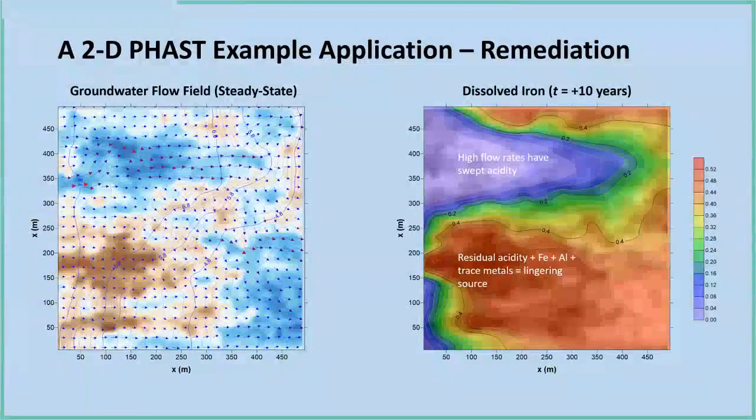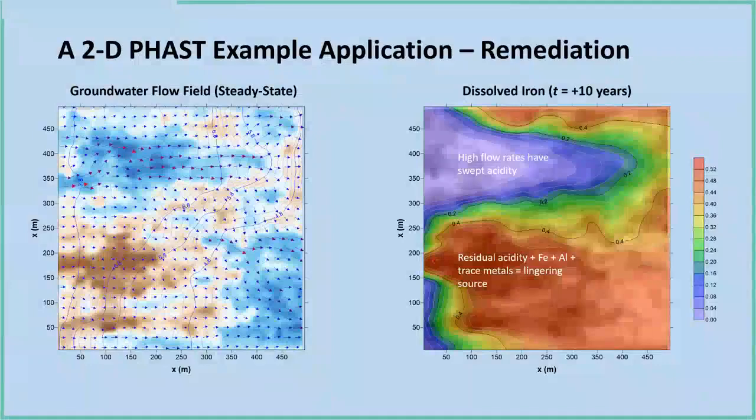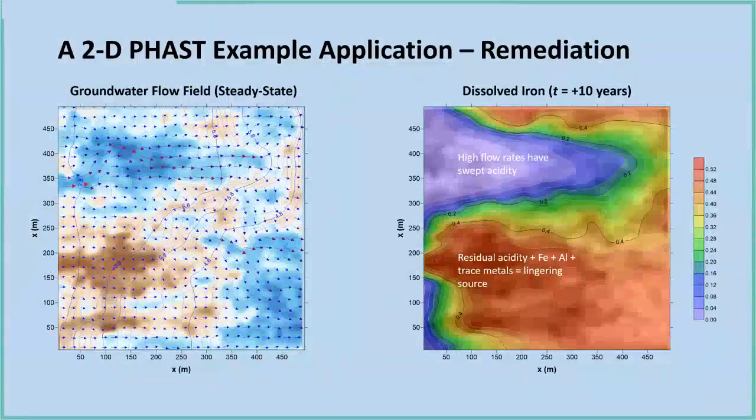You can see an area of high groundwater flow to the upper left corresponding to the zone of high permeability. Toward the lower left, where permeability values are much lower, you can see that the groundwater flow velocity is subsequently reduced. The corresponding impact on solute concentrations, in this case dissolved iron, is shown on the right.